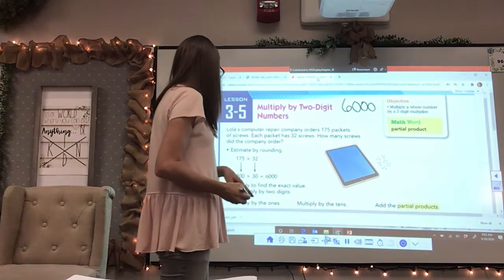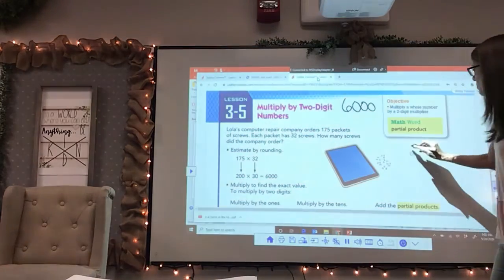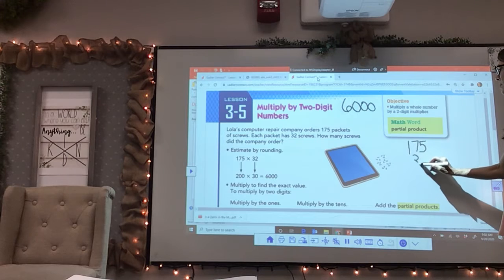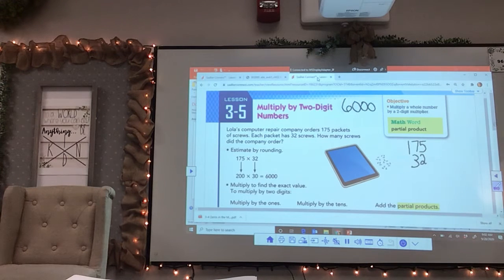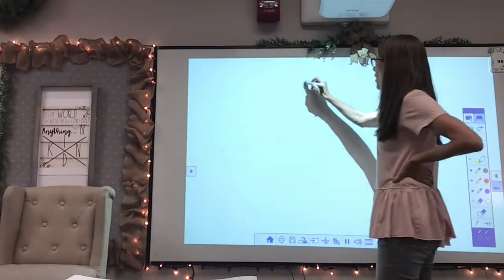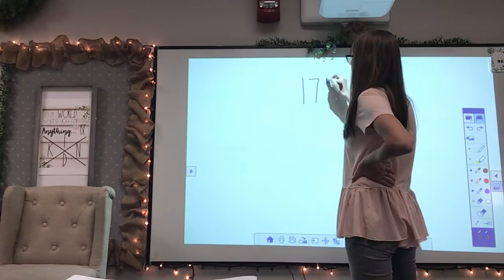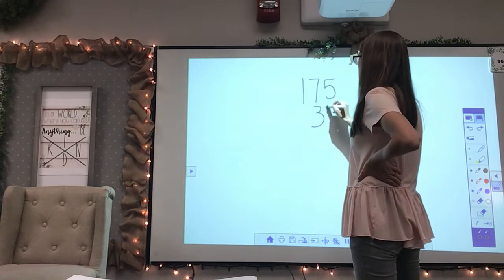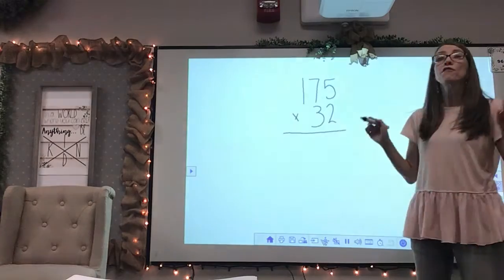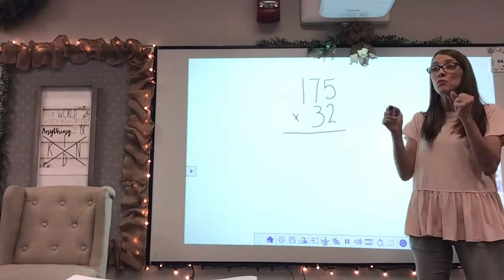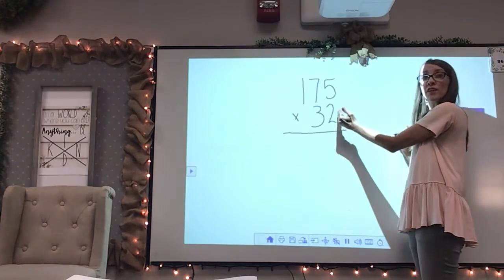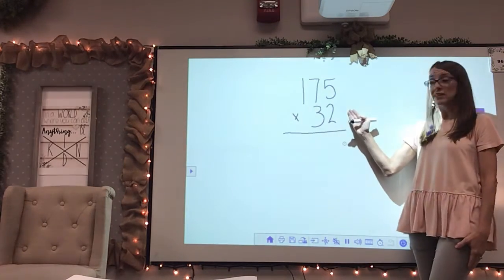So let's actually do it, okay? Let's go over here. 175 times 32. Actually, I'm going to go here so we have a little bit more space. 175 times 32. Watch this. You're going to see our pattern for multiplying by a two-digit number. The first thing we're going to do is exactly what you did in the last lesson. You're going to start always over here, in the one spot, okay?